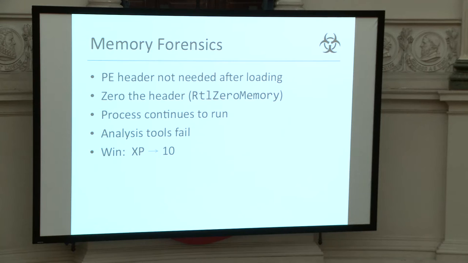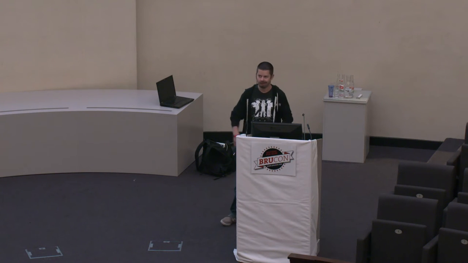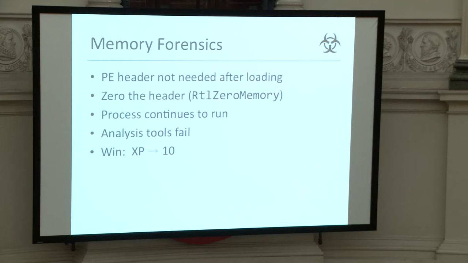Cool. So yeah, again, the PE header, all the section data, that's all needed to load from disk into memory. But once we're in memory, we don't need it, so we just zero it out. Again, process execution continues. We maintain persistence. We keep getting our shells. We're doing awesome. And this works all the way from Windows XP all the way up through Windows 10, right? That VM is Windows 10, so this is still a valid technique.